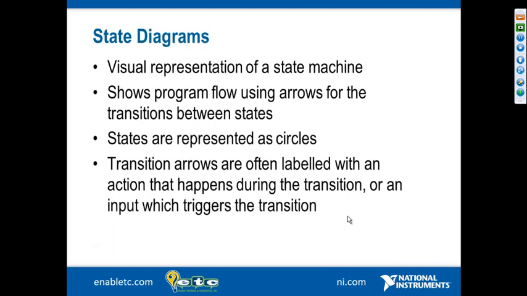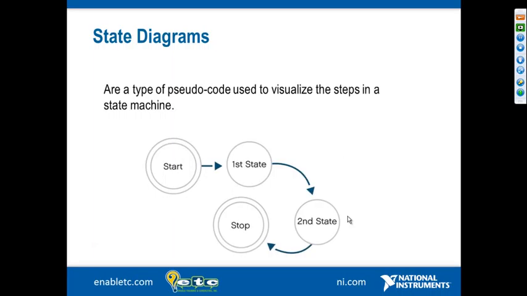Before we get into the implementation of a state machine, let's talk a bit about a state diagram. Basically, this is a way to document and plan our state machine. It's a visual representation of how a state machine should behave. It shows program flow using arrows to represent transitions between states, and it uses circles to represent the states themselves. Transition arrows are often labeled with an action that happens during the transition, or an input which triggers a transition. So here's an example.